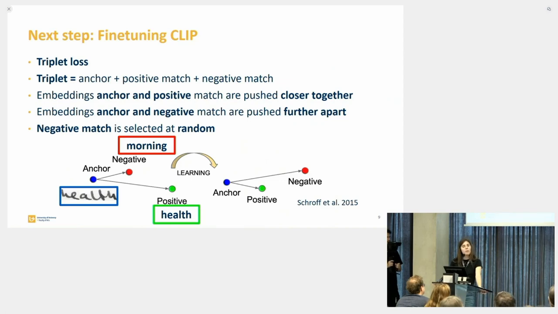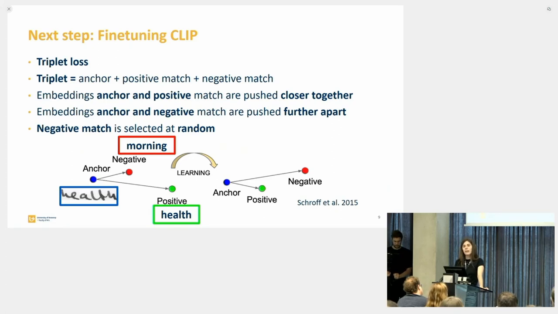The next step, what I'm doing right now, is fine-tuning the model. For this, I'm using triplet loss. For triplet loss, I make use of triplets. Triplets consist of an anchor, a positive match, and a negative match. The anchor is the image of the word, which you can see in the blue box. The negative match is a transcription that doesn't match the image, and the positive match is a transcription that actually does match the image.